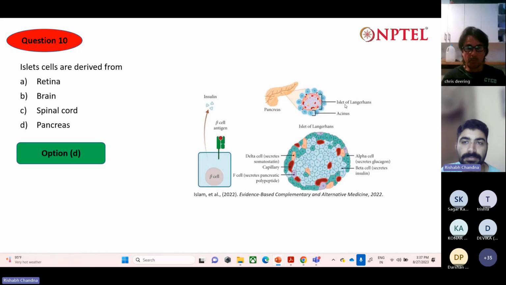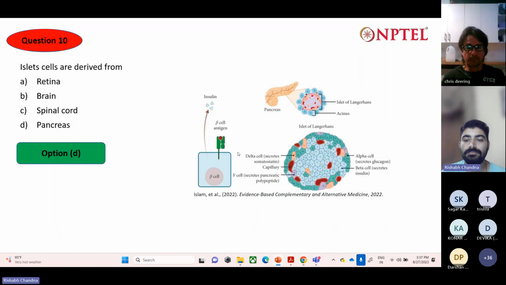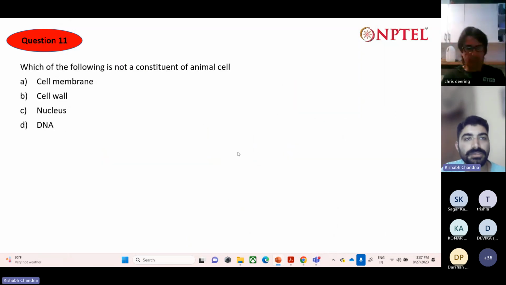So islets represent the endocrine structure, and it has different cells. For example, there are alpha cells that secrete glucagon. There are beta cells that secrete insulin. And if we have to culture any of these cells, then we'll isolate islets from this, and then we'll culture them in the artificial medium. So let's move on to the next question.